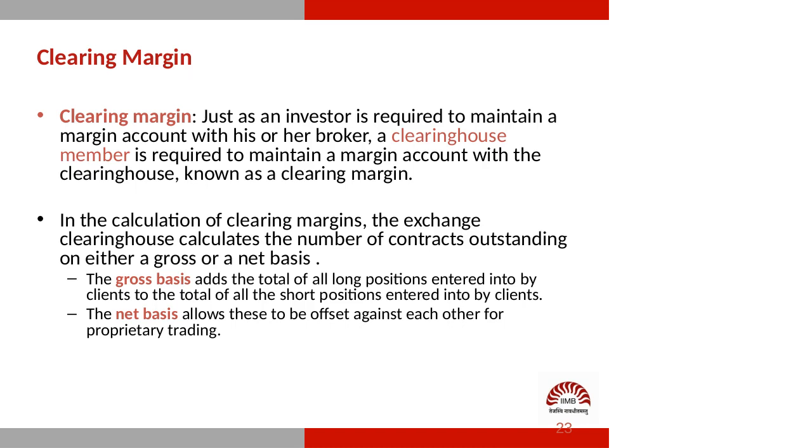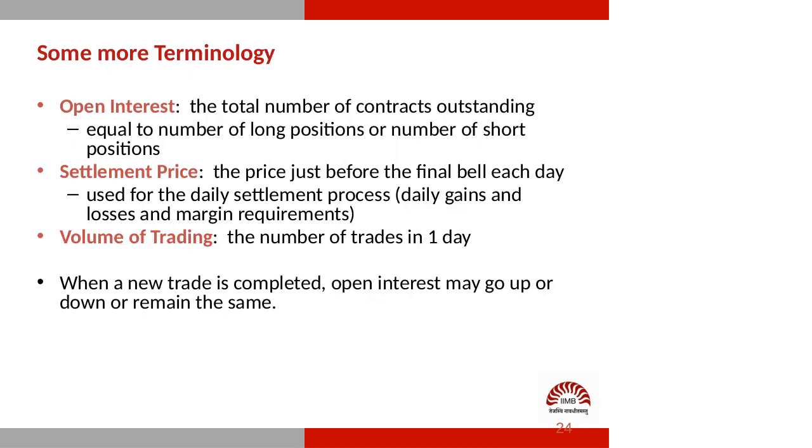Now, just as an investor is required to maintain a margin account with his or her broker, a clearinghouse member is also required to keep margin with the clearinghouse, and that is what is known as the clearing margin. Additionally, the clearinghouse calculates the number of contracts on a gross basis or on a net basis. A gross basis is adding up all the contracts to the client, and a net basis is by allowing offset for proprietary trading against each other. So, if you've bought and sold, your net position is looked at as opposed to the gross basis where all of them are added up.